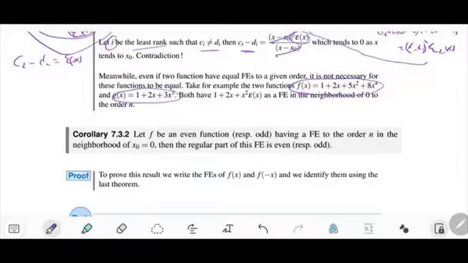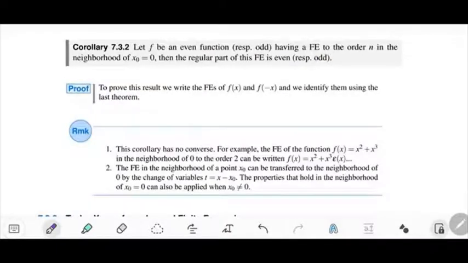And to prove this result, you should write the expansions of f of x and then the expansion of f of minus x, so replacing x by minus x, and then identify them using the last theorem, so using the fact that the same function cannot have two different expansions. So the expansions should be equal, because f of x is equal to f of minus x if the function is even. So try to do this as an exercise. It's nice, it's not difficult.